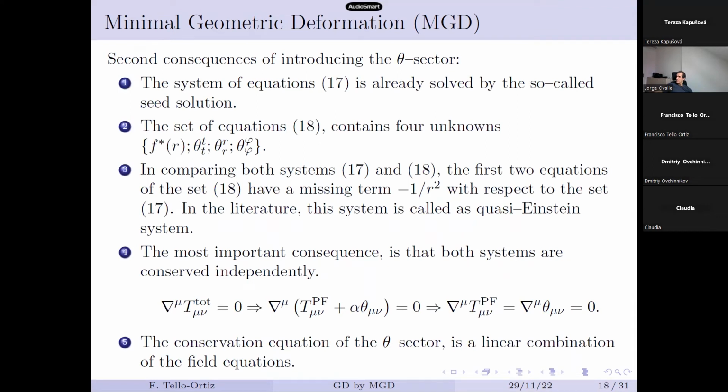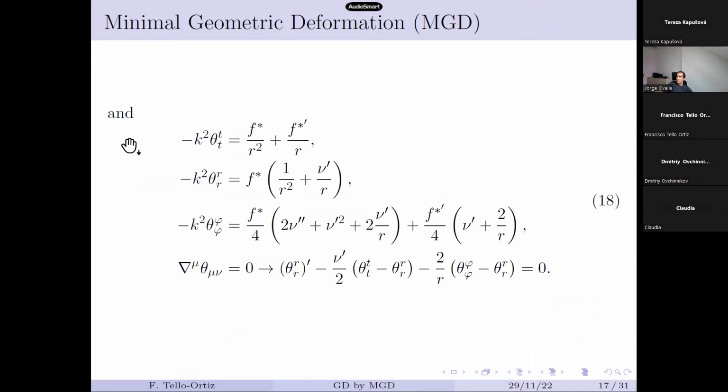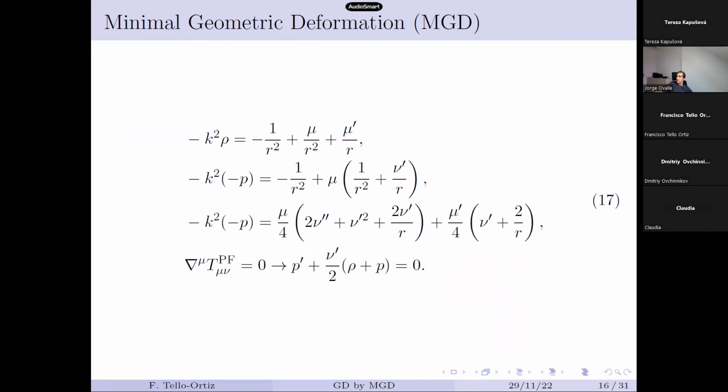Then, what is the second consequence of introducing the theta sector? The first one is that the system of equations is already solved by the so-called seed solution. It should be clear soon, okay? The set of equations 18 contains 4 unknowns, the four components of the theta sector and the deformation function. And it is supposed that this set of equations, the usual Einstein field equations, are already solved by the so-called seed space-time.